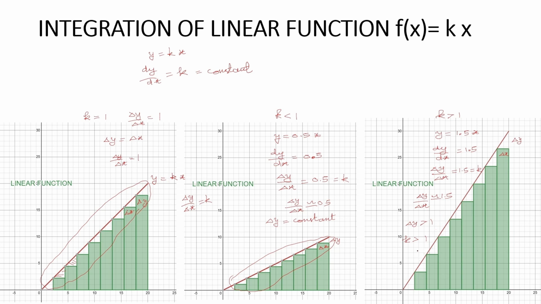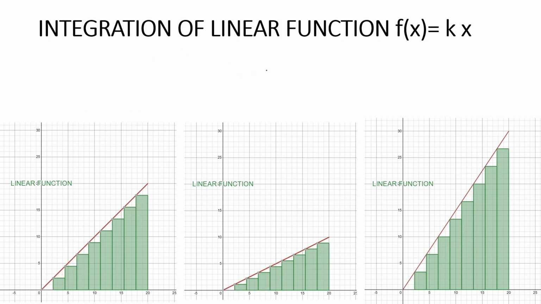So the pattern is the same, that is, the slope is constant. So delta y is the same throughout. This is the visualization which we have to derive. So we have three cases for which the slope is given by delta y. For the first case, delta y is equal to delta x. The second case, delta y is less than delta x. The third case, delta y is greater than delta x.